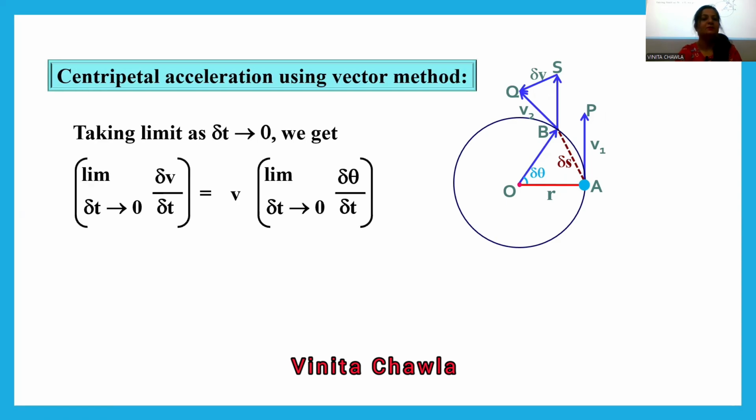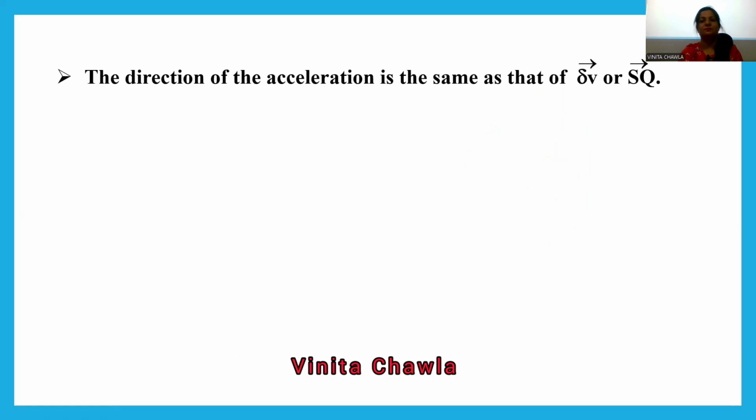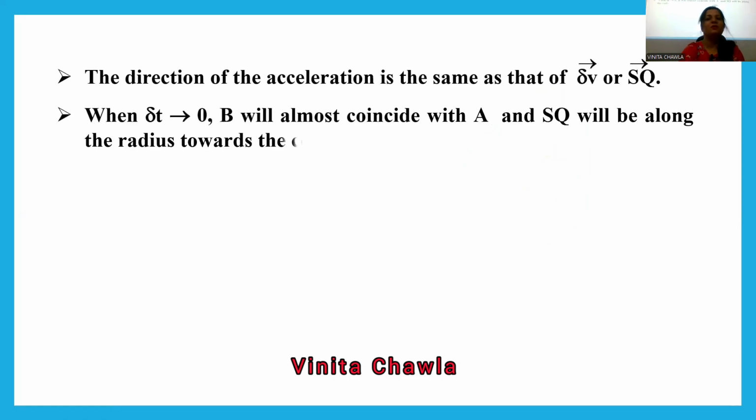ठीक है, क्लियर है? In place of V, we can write R omega, so it's omega square R. The direction of acceleration is same as that of del V or SQ.